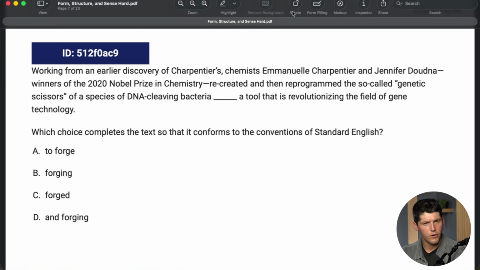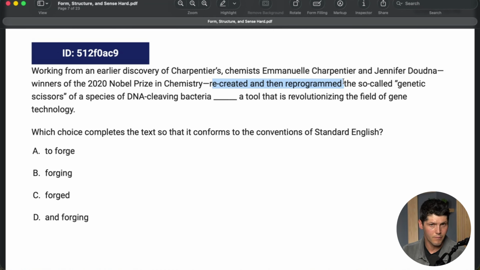So if you recreated and reprogrammed something, that is the main verb, right? We have essentially 2 main verbs here. These 2 people, they did 2 things. They recreated and reprogrammed. The question would be, should I put A or B, to forge or forging? 99 out of 100 of my students basically are choosing between those 2 answer choices. And there's actually a really easy way to determine which of those 2 should be right.